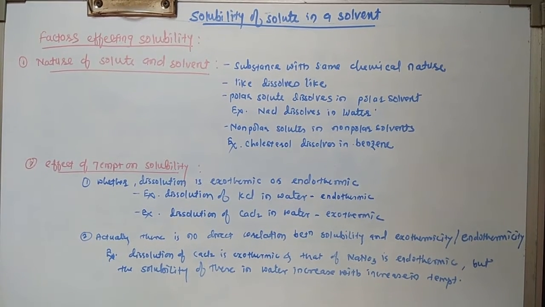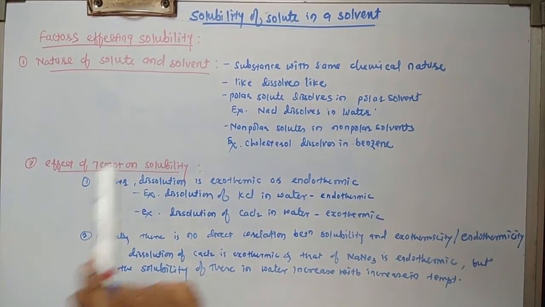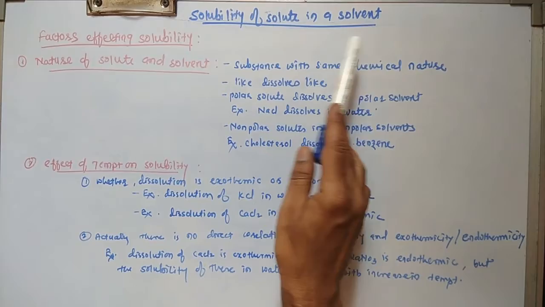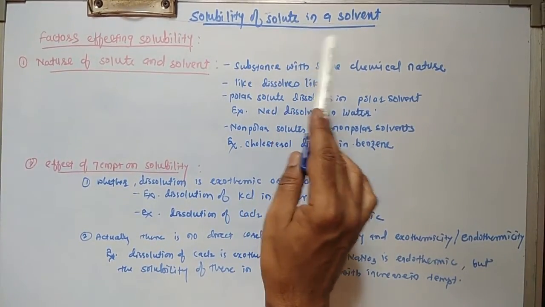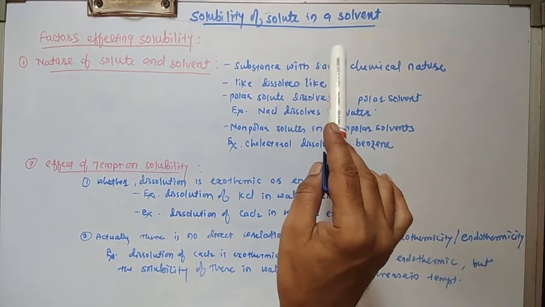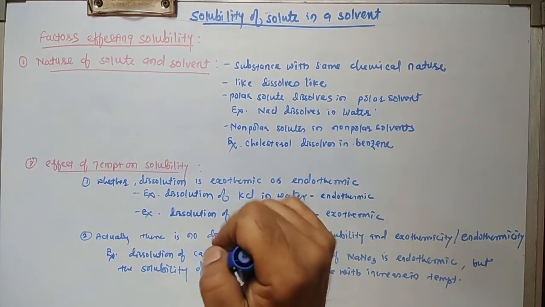Hello students, we have already started the topic solution. Let us see the next, that is solubility of a solute in a solvent. We are just dealing now with the binary solution. A binary solution is the solution which contains two components, one is solute and another is solvent, right?